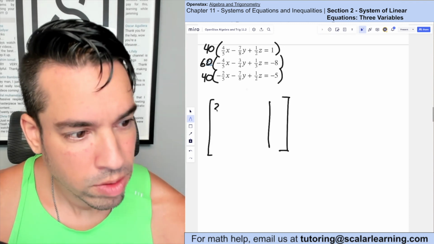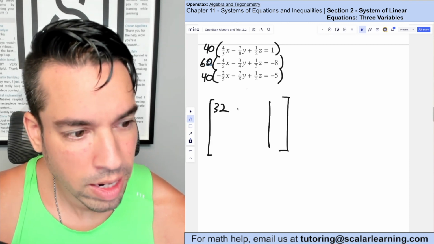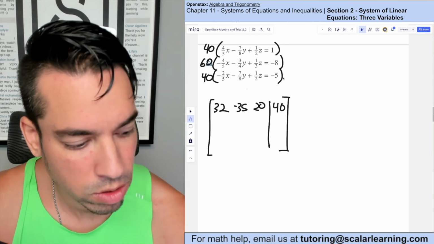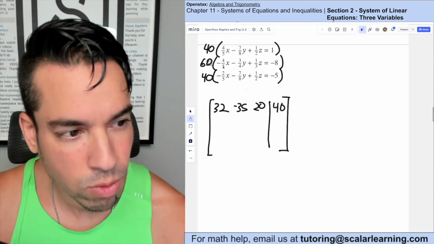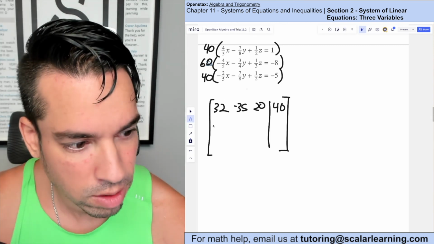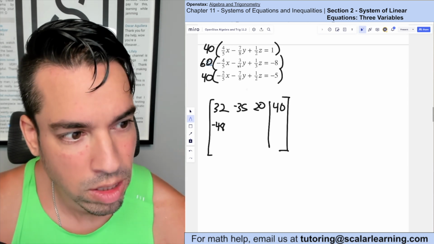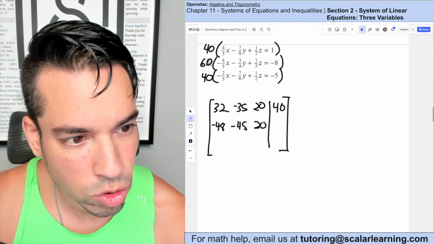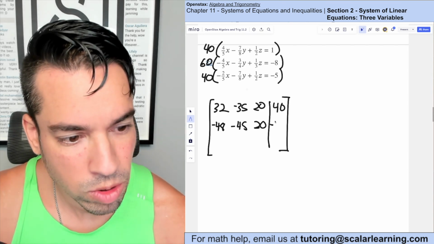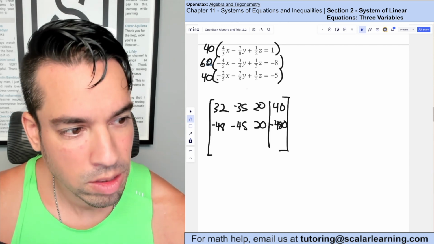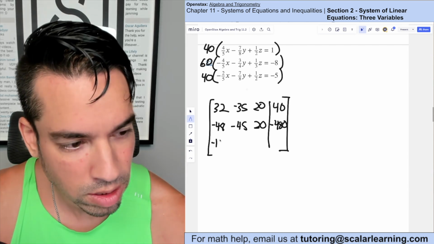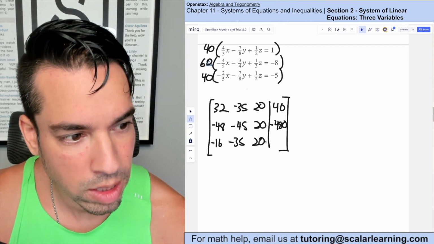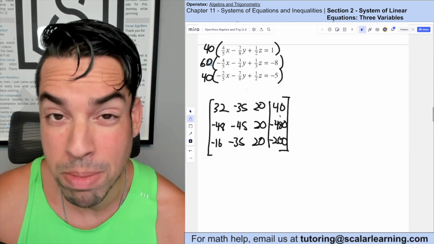So 40 times 4/5, that's 32. 40 times negative 7/8, that's negative 35. And then 40 times 1/2 is, of course, 20. And then we got 40 over here because it's 40 times 1. 60 times negative 4/5, let's see, divided by 5, that's 12 times 4 is negative 48. We got some big numbers here. 60 divided by 4 is 15 times 3 is negative 45. And then times 1/3 is 20. Ooh, times negative 8, that's a big number, negative 480. And then last but not least here, divided by 5 is 8 times 2, negative 16. Divided by 8 is 5 times 7 is negative 35. Half is 20 times negative 5 is negative 200. Okay, big numbers, let's go.